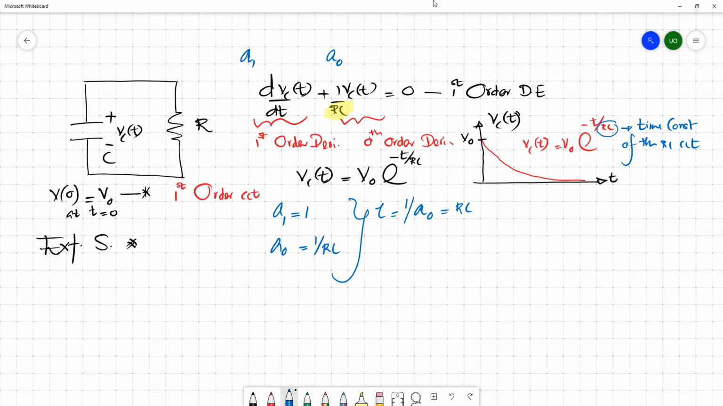So it means either you can solve it to the last step, to obtain the time constant, or else if you anyhow obtain a first order differential equation, you can basically get the time constant by looking at the coefficient of the zeroth order derivative. So these two options are there to obtain the time constant of the circuit.